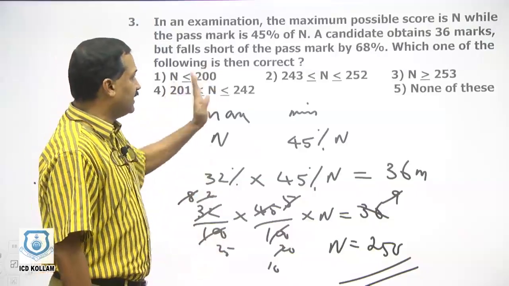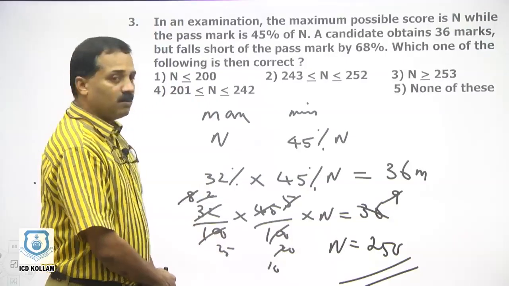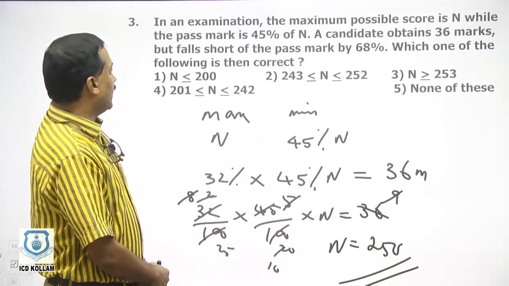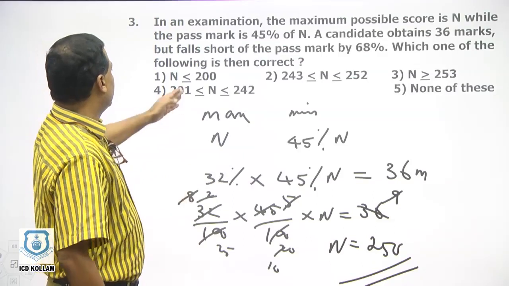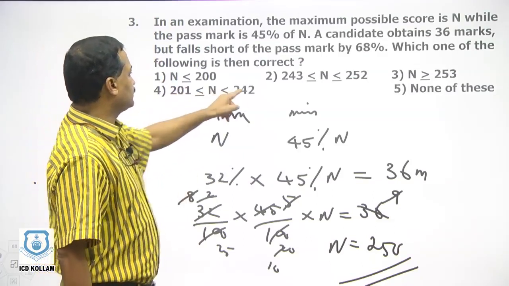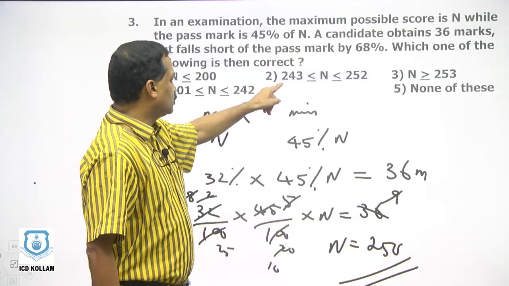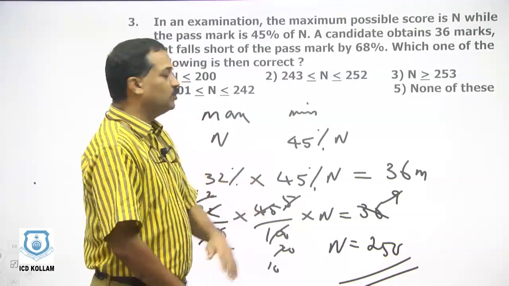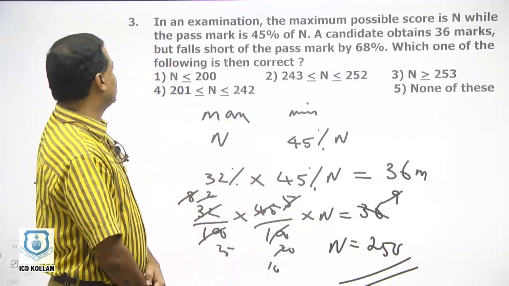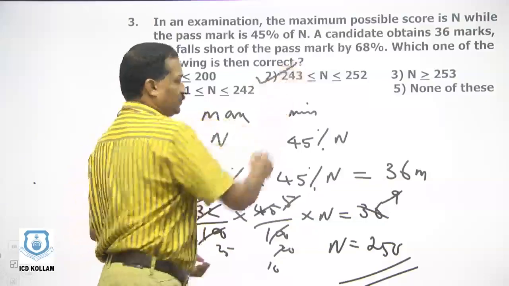Which of the following is correct? You are asked to find the correct value for N. N is 250, so this option is wrong. N is between 243 and 252 is correct. So our answer is the second option.